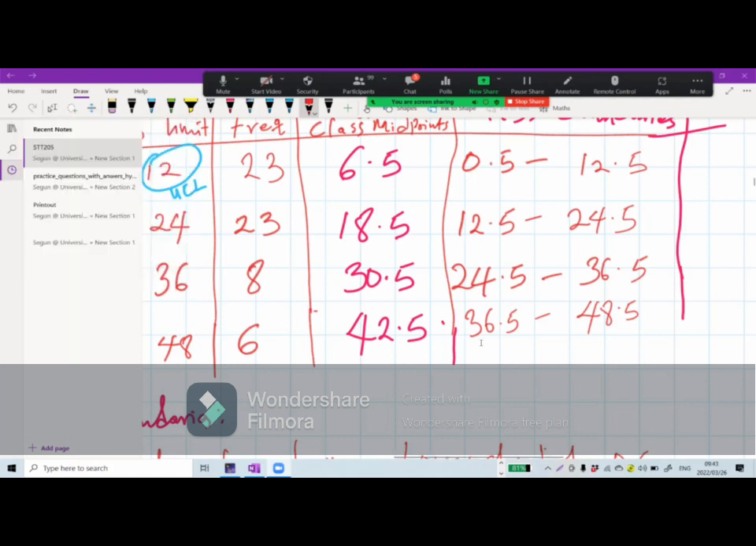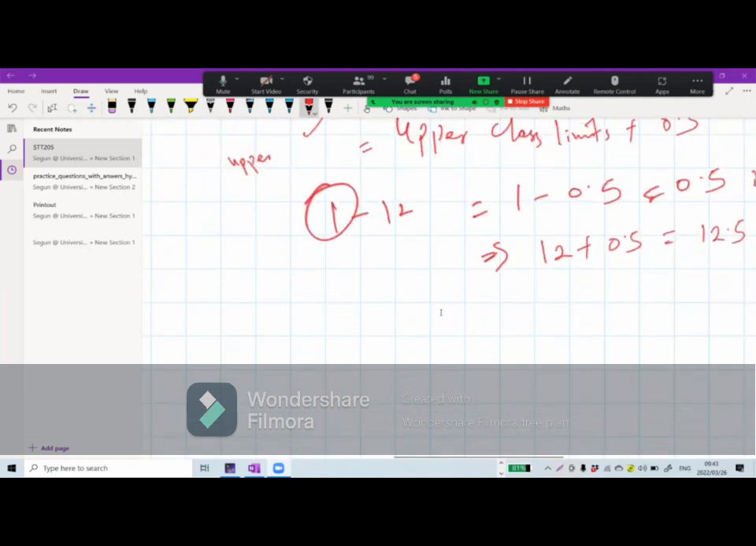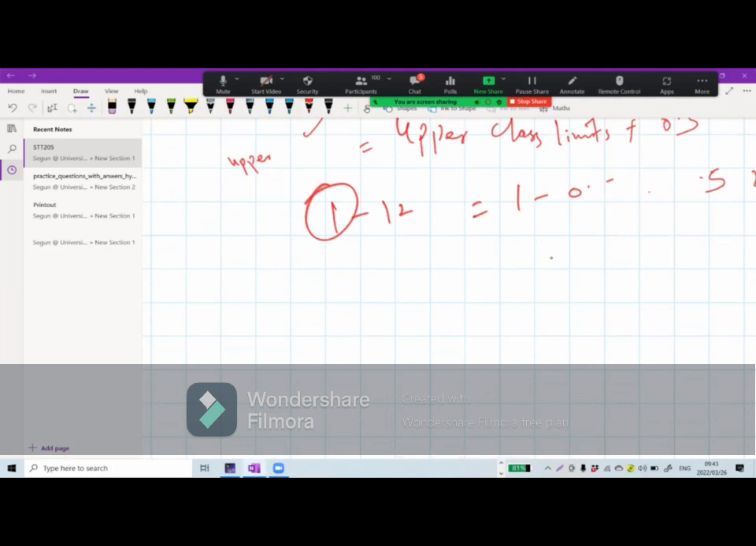Okay, let's continue. So the next thing we can do on this table again is to find the relative frequency. Relative frequency on the same table.